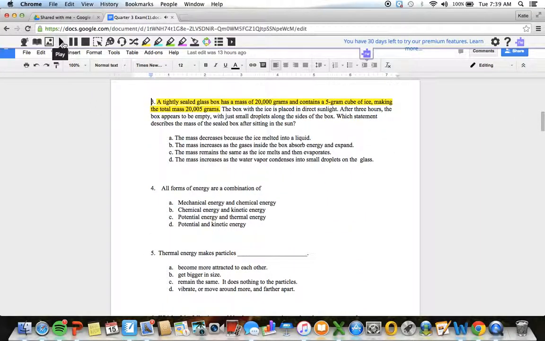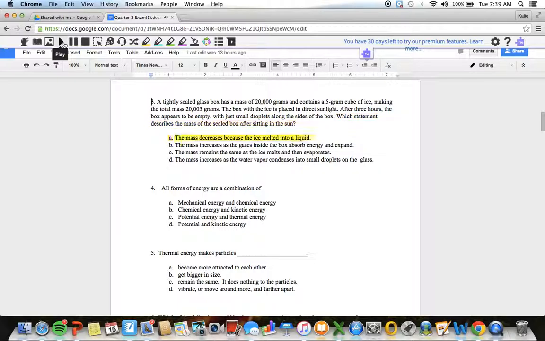3. A tightly sealed glass box has a mass of 20,000 grams and contains a 5-gram cube of ice, making the total mass 20,005 grams. The box with the ice is placed in direct sunlight. After 3 hours, the box appears to be empty, with just small droplets along the sides of the box. Which statement describes the mass of the sealed box after sitting in the sun?